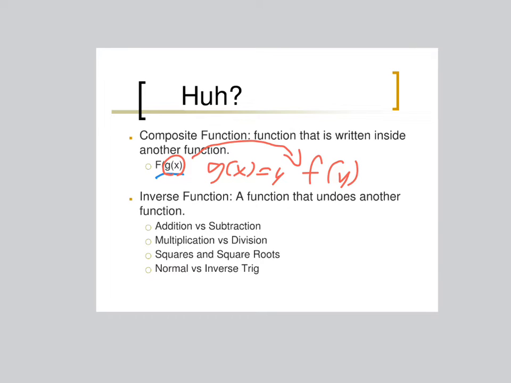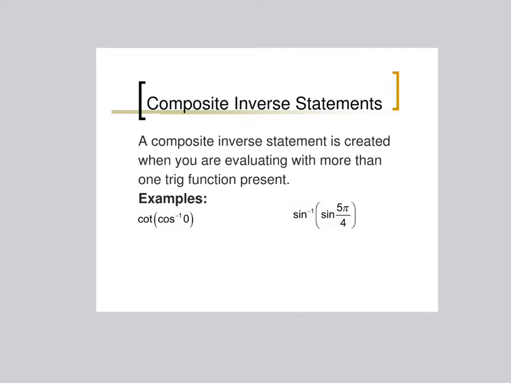As for inverse functions, these are things we've been using for a while now. An inverse function is any function that undoes another function. In the same way that addition and subtraction undo each other, multiplication and division undo each other, squares and square roots undo each other, and most recently, you've seen normal and inverse trigonometric expressions will undo each other. So essentially, we're building composite inverse statements and solving them.